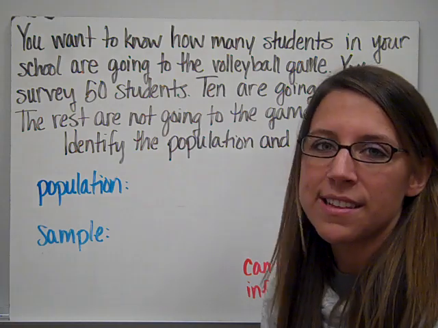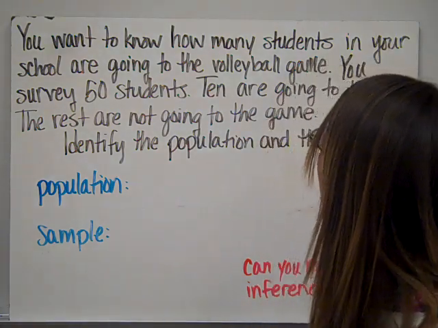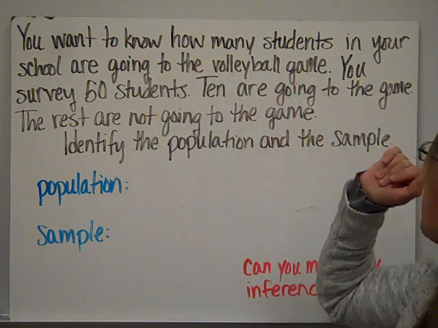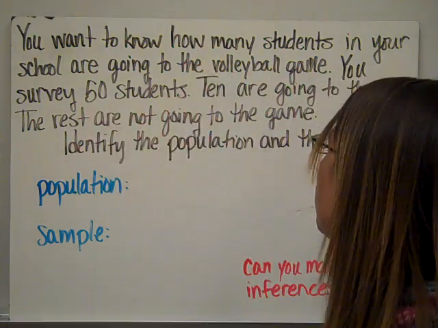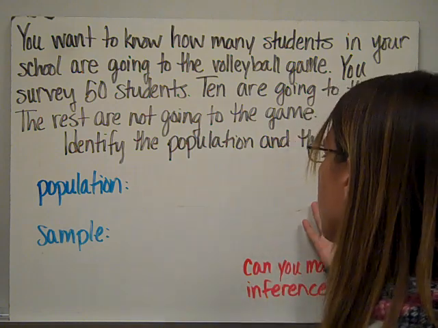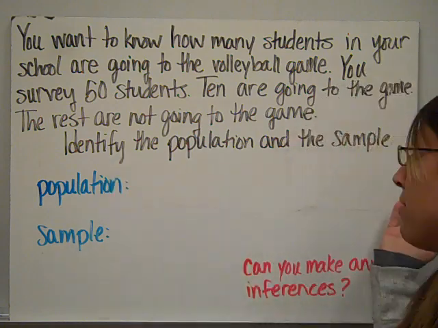So let's take this for example. You want to know how many students in your school are going to the volleyball game. You survey 50 students. 10 are going to the game. The rest are not going to the game. Identify the population and the sample.